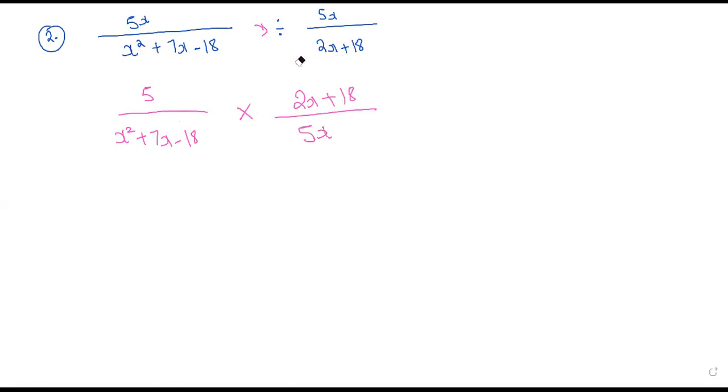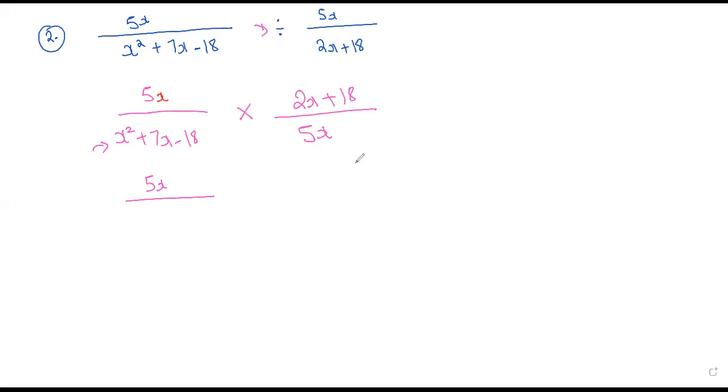Now let's cancel. Oh, this was 5x. We can cancel out directly as well, but it's better that we first write down all the factors and then cancel. Let's talk about the first fraction. In its denominator we have x squared plus 7x minus 18. What two factors come to your mind such that when I multiply them, I get minus 18, and when I add them, I get 7x?